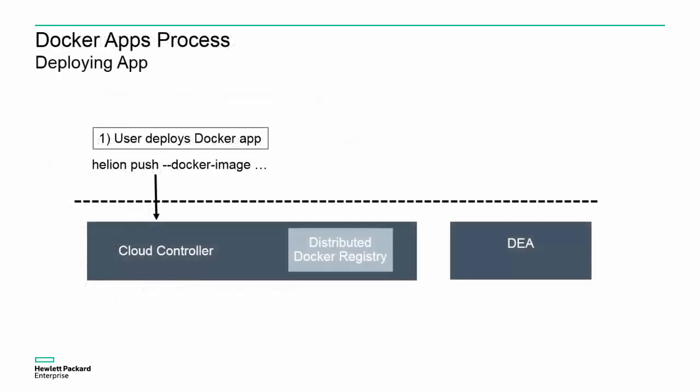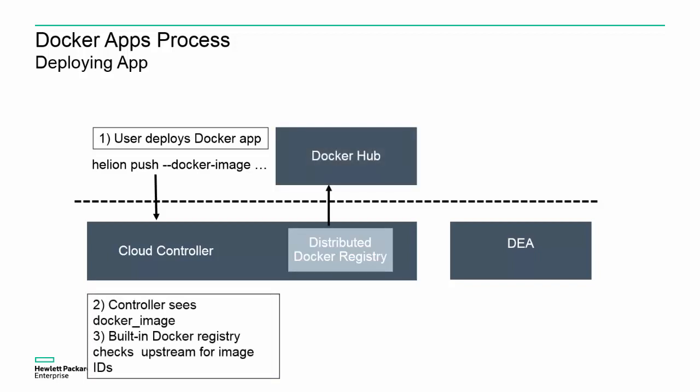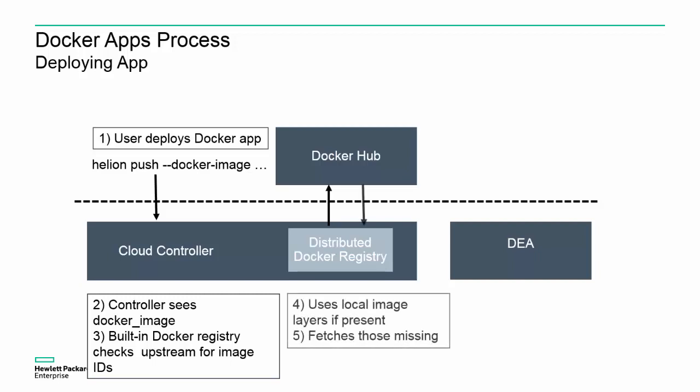So what is the process of deploying Docker applications? First, the user says to the system that they want to deploy a Docker application. The cloud controller sees this command and immediately checks with the built-in Docker registry for upstream image IDs. Once that happens, then it fetches all the images that are missing. And this way, we can actually guarantee that we are a little bit more effective at how we manage downloading any of the content necessary.